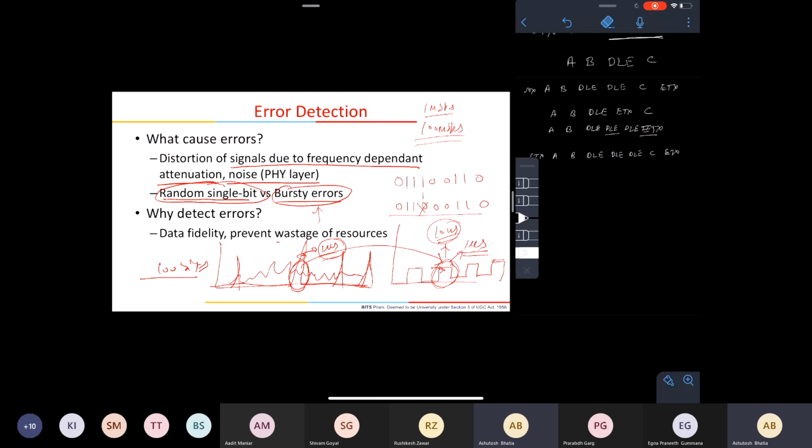Okay, so why detect errors? Data fidelity, prevent wastage of resources. One is, yes, you really want data fidelity, that is, you don't want incorrect data, but at the same time, you also want to prevent wastage of resources. So maybe the correct question should be, why detect errors at the data link layer? Okay, because if the transport layer is already doing it, then can I basically skip it here? Okay, so the idea here is, no, because sometimes if the error is very high, let me just.